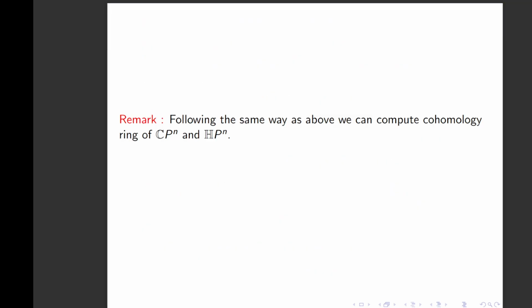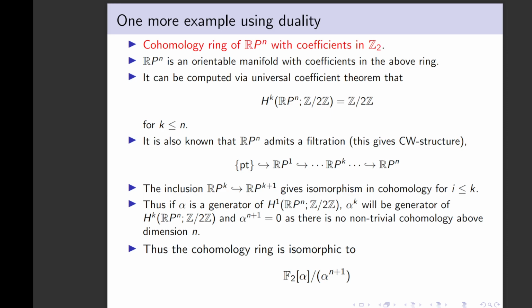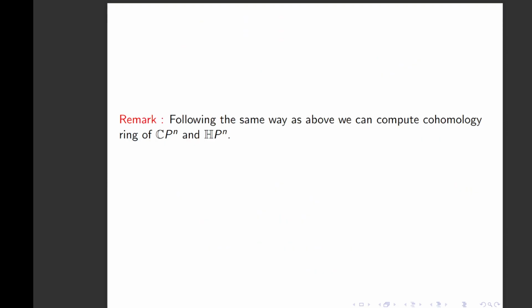And we can use a similar kind of cellular decomposition for CPN. In the case of RPN, we have seen that each dimension has only one cell, and for the case of CPN, we will see that every even dimension has only one cell, and the other dimensions don't have any.